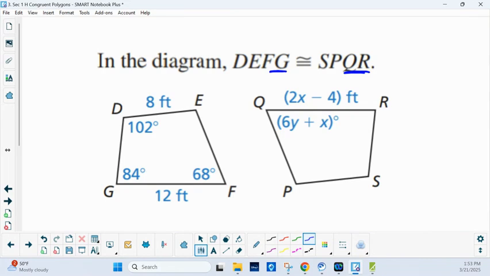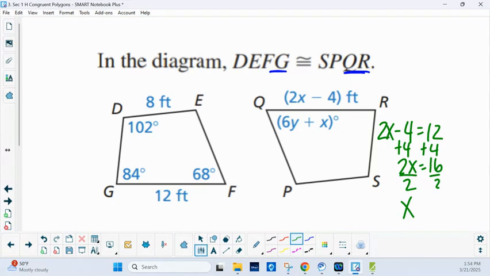GF. Do we know the value of GF? What is it? 12. So let's let 2x minus 4 equal to 12. Then we can solve it. Just add your 4. You guys, what's 12 and 4? 16 divided by 2. X is 8 again. Okay, then we can let the x in this part be the 8.